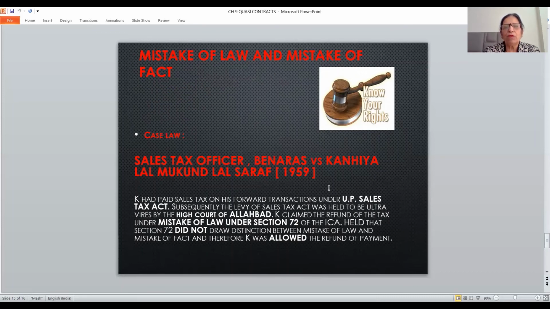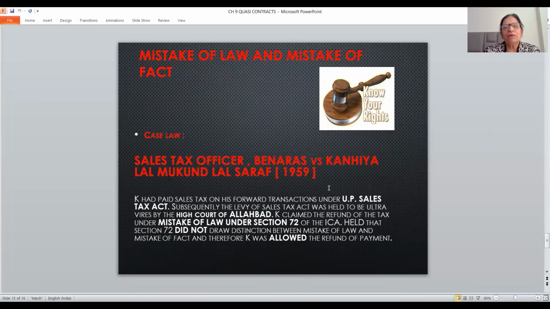Say A and B owe rupees 10,000 to C. A has made the payment to C and B is unaware of this payment. B has also made the payment of 5,000 rupees to C. It means C has got double payment of 5,000 rupees from A as well as from B. Then it becomes C's duty to return one payment to A or B because money has been paid to him by mistake.